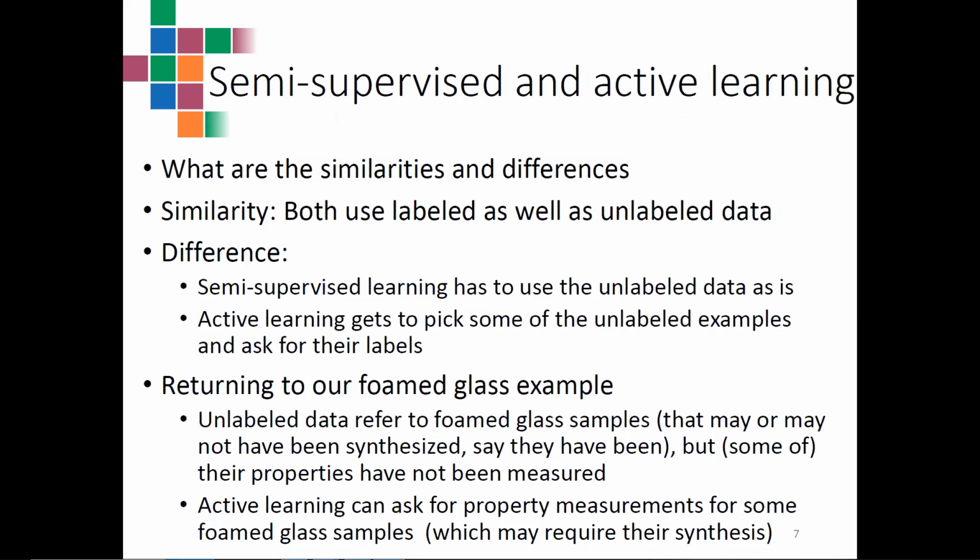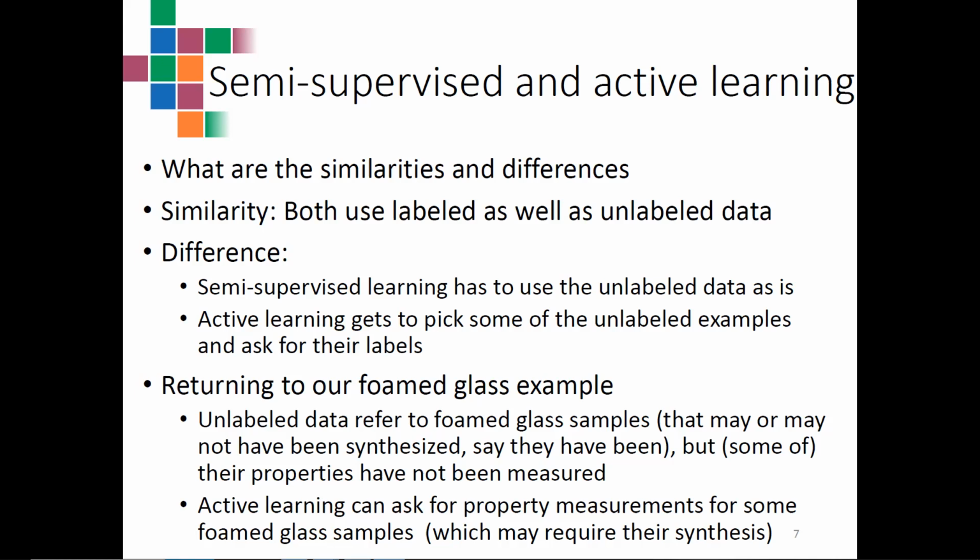The primary topic of this workshop has been active learning, so I would like to emphasize the similarities and differences between semi-supervised and active learning. The similarity is that they both may make use of unlabeled data in addition to labeled data. The difference is that semi-supervised learning is more incapacitated. It has to use the unlabeled data as is. It cannot ask, you know, I really think this example would be nice to have a label on, so please go and label it. Semi-supervised learning cannot do this, while active learning can do precisely that.